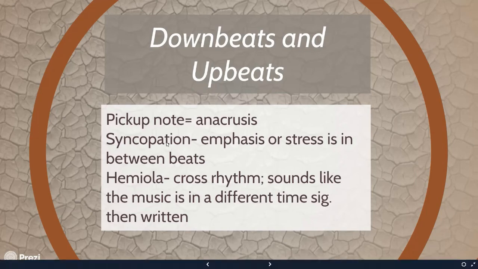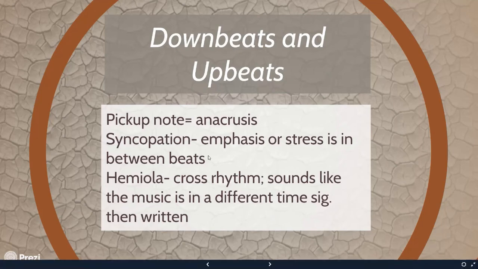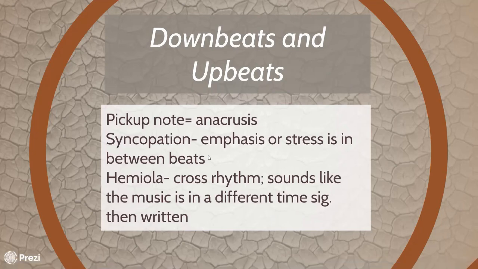Okay, syncopation. Syncopation is when the emphasis or stress is in between the beats. So if this is the music, and we're going da da da da da da da da da, it doesn't land on the beat as opposed to da da da da da da da da da da da da. It's all in between the beats. That's called syncopation. A good genre of that is called ragtime. It's pre-jazz, in the early 1900s, late 1800s in America.